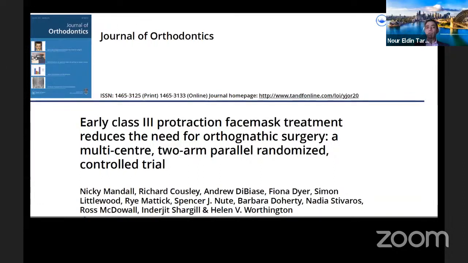And this is a very good randomized controlled trial from the UK, which was published a few years ago now. I think it really puts the message down that, with class 3, we've got to be taking early intervention reasonably seriously now, because the evidence does suggest that if we intervene early, we can reduce the need for orthognathic surgery.